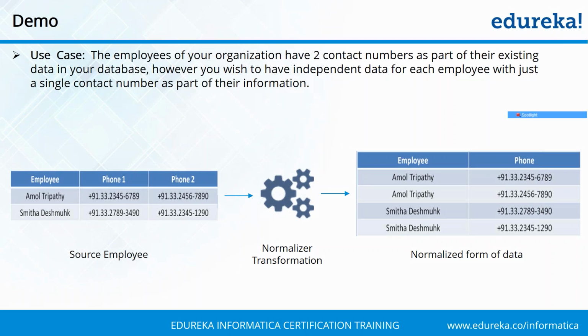So you can see the source data looks like this, where Anmol Tripathi has two contact numbers, same with Smita Deshmukh, but after normalizer transformation, we want it to be Anmol Tripathi with just one contact number. So employee name with his contact number, and each contact number is a unique value. So let me show you how it's done.